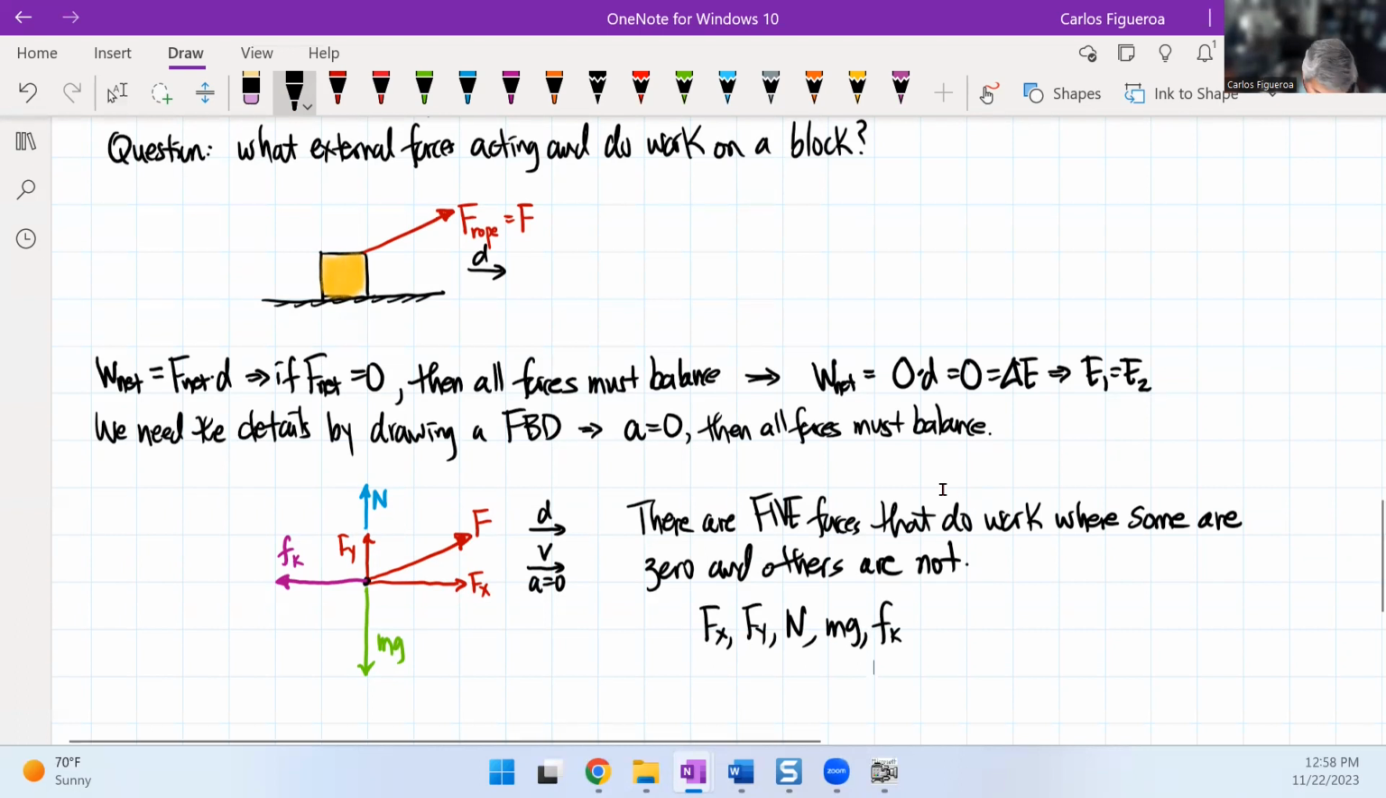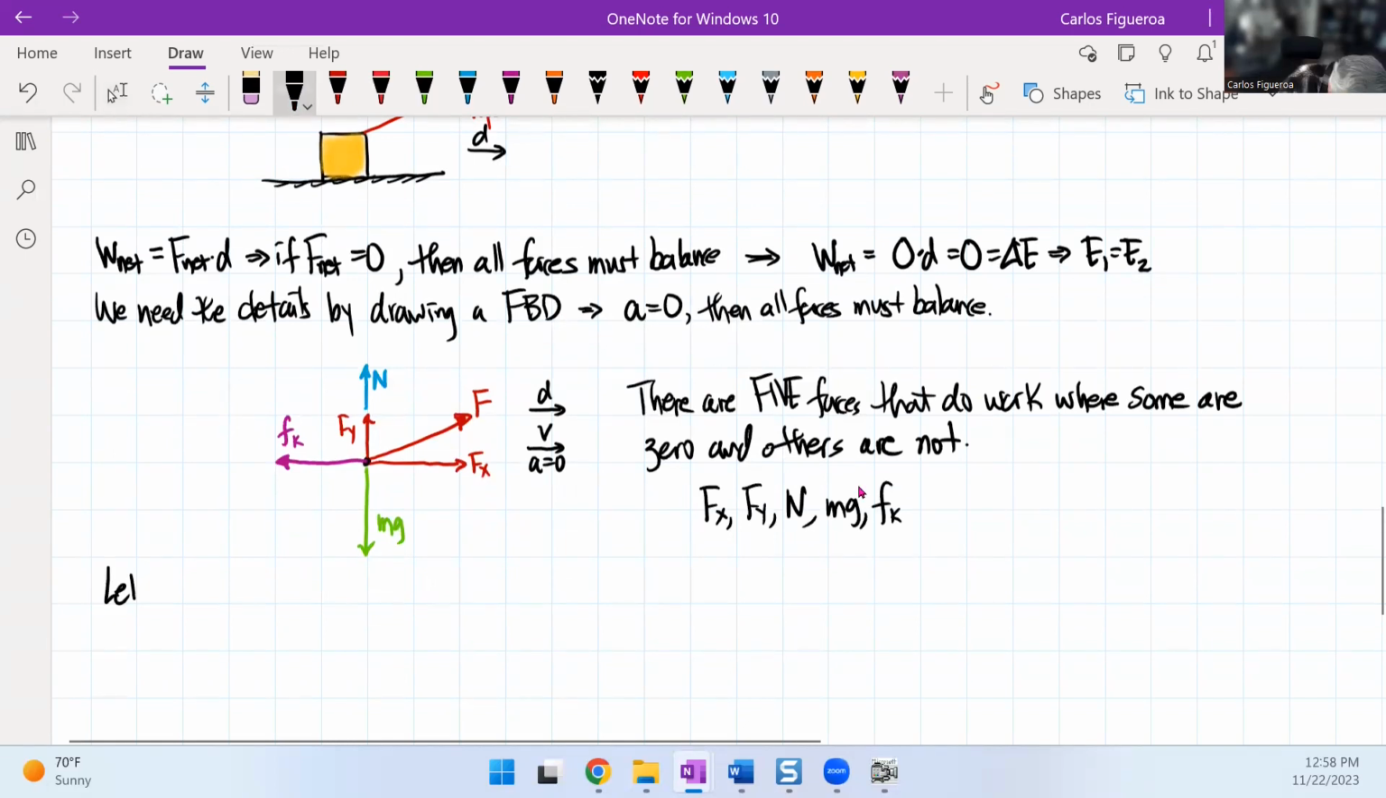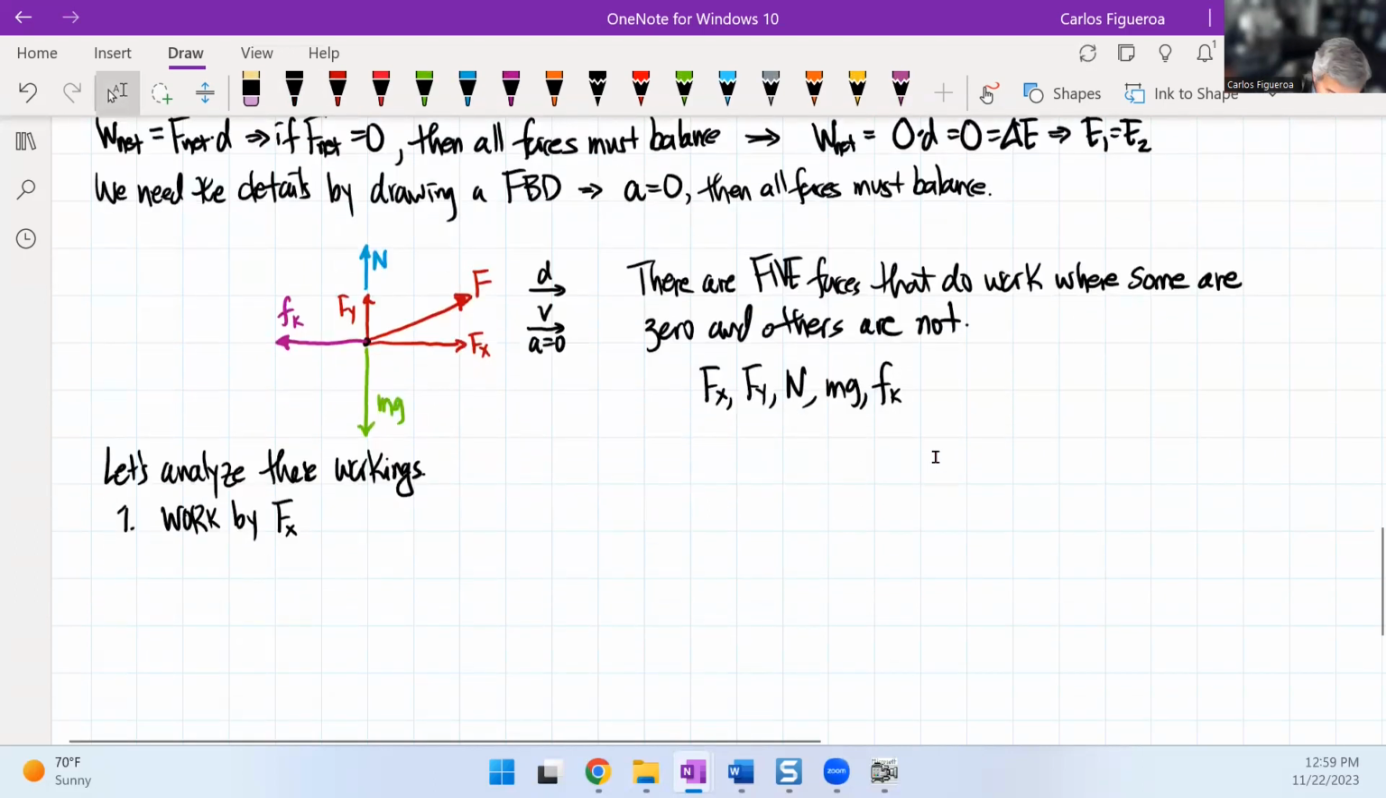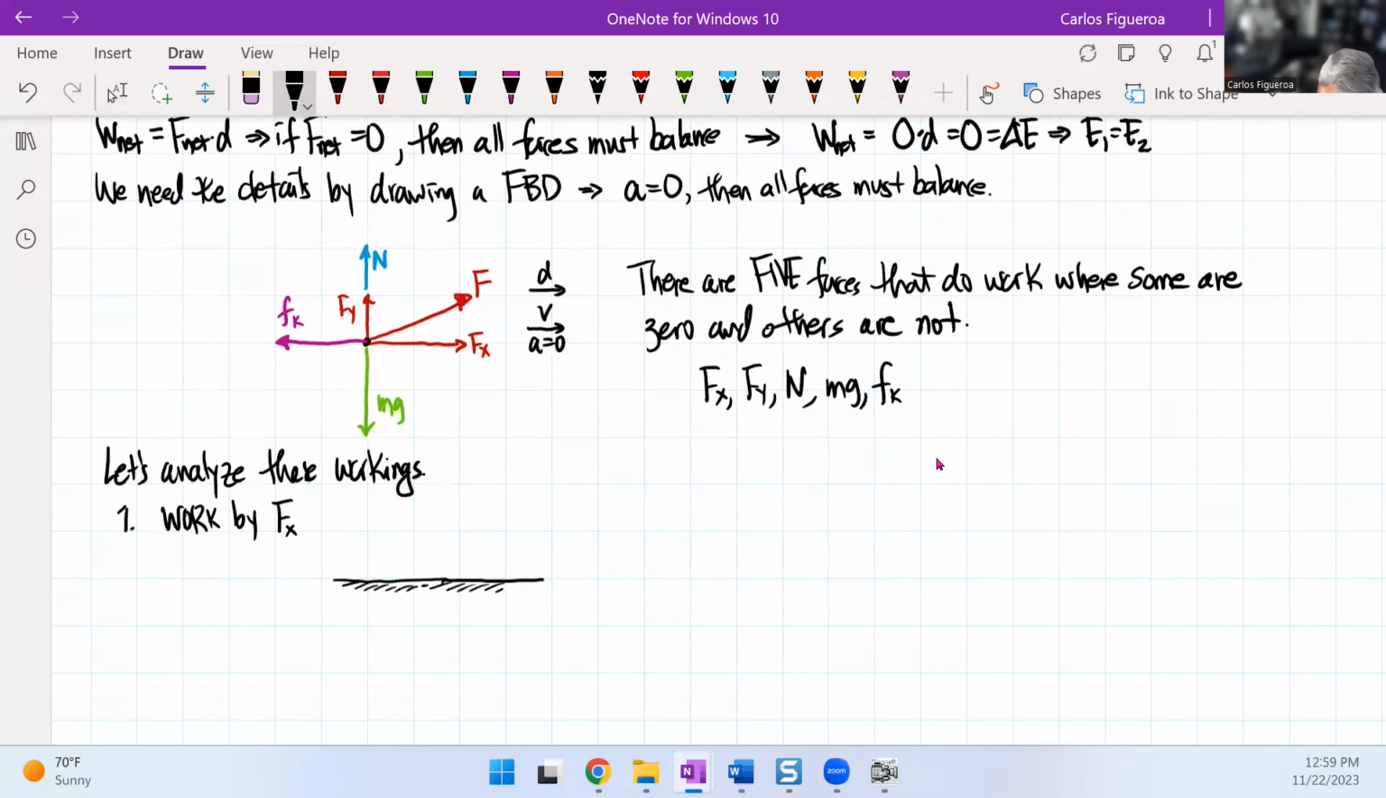So let's look at these workings, okay? Let's analyze these workings. The first one that I want to look at is the work by f of x. If you look at this, we clearly see that I have a block, and we have to be really careful here. What do I mean by my block? My block starts here, and my block is constantly moving until it gets to right here.